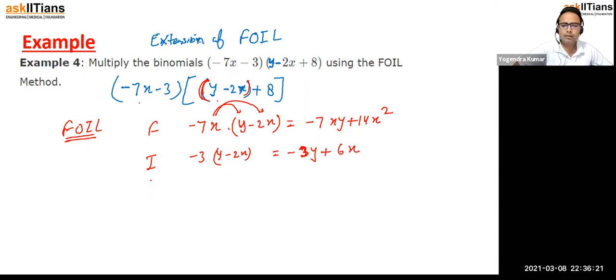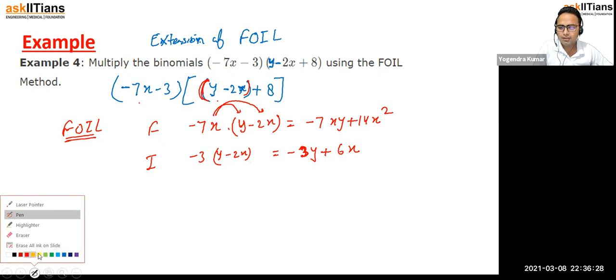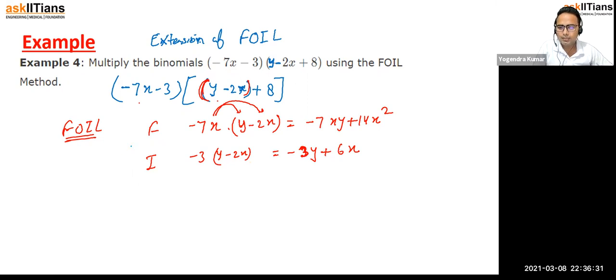Oh, sorry, I forgot to write. Please allow me to write this. So let me write the outers also. Minus 7x into 8. So what will it be? Minus 56x, right? Minus 56x. Outers we were supposed to multiply.